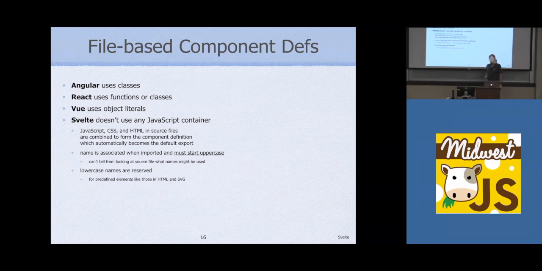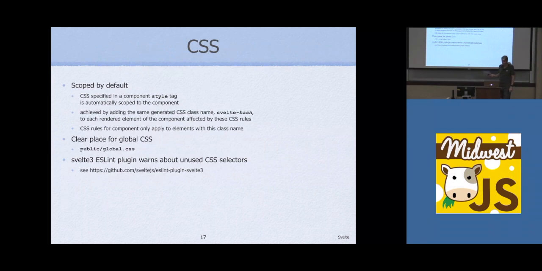You do have to use a name that starts with an uppercase letter, because lowercase names are reserved for HTML and SVG elements. I really like that the CSS is scoped by default. I have trouble thinking of a case where I wouldn't want it to be that way. So I want to have a single place for putting CSS that should affect the whole app, and then every component have their specific CSS scoped to just that.